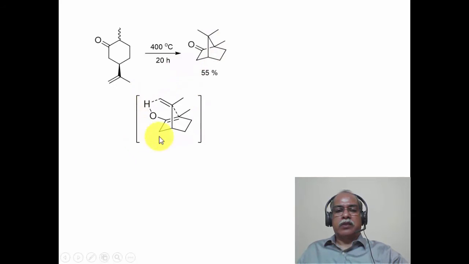The transition state structure is shown in this particular structure within the square bracket here.